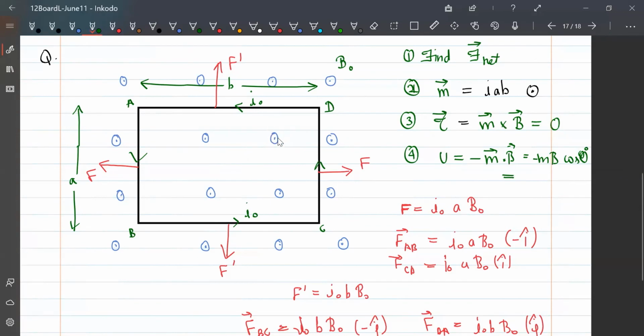Magnetic moment is out of the plane. Magnetic field is out of the plane. So this will be I A small b capital B naught, cos 0 is 1. So potential energy is minimum. That means this is a case of stable equilibrium. Net force is 0, net torque is 0, and potential energy is minimum. So we can safely write this is stable equilibrium.